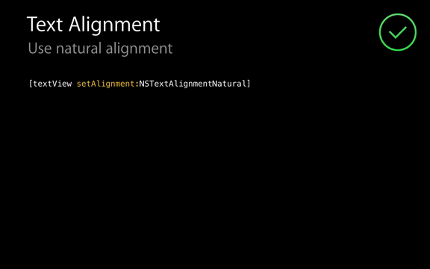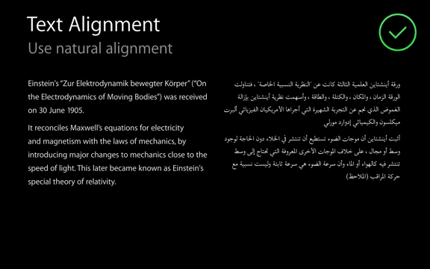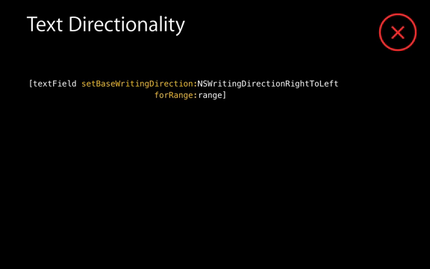Now, this lets the underlying frameworks determine what the appropriate alignment is, left or right, depending on the language in use. And if you use this, you'll get nice left alignment for English and other left to right languages, and you'll get nice right alignment for Arabic and other right to left languages. So that's easy. Let's move on to something less easy, directionality.